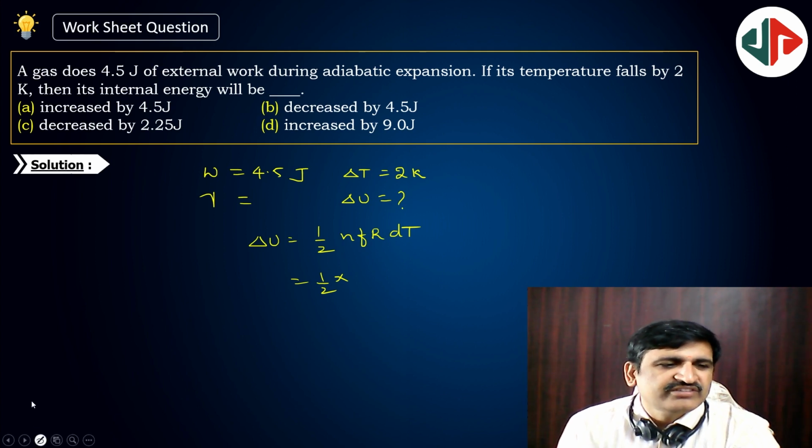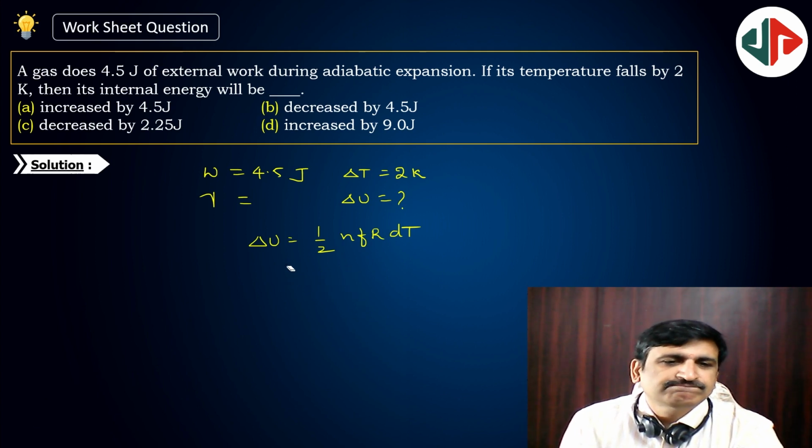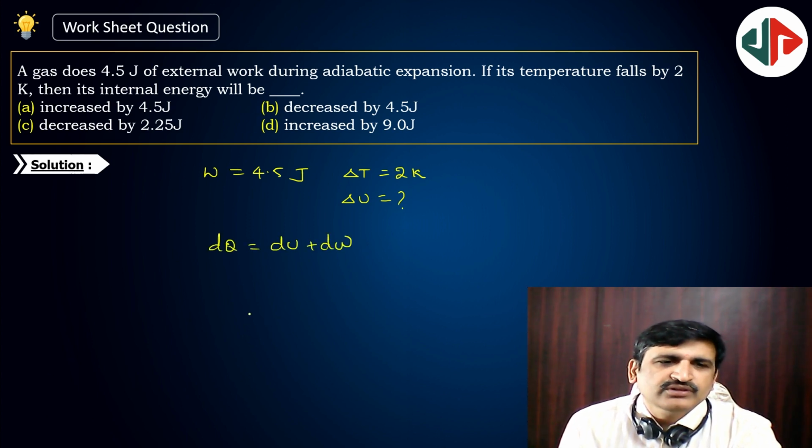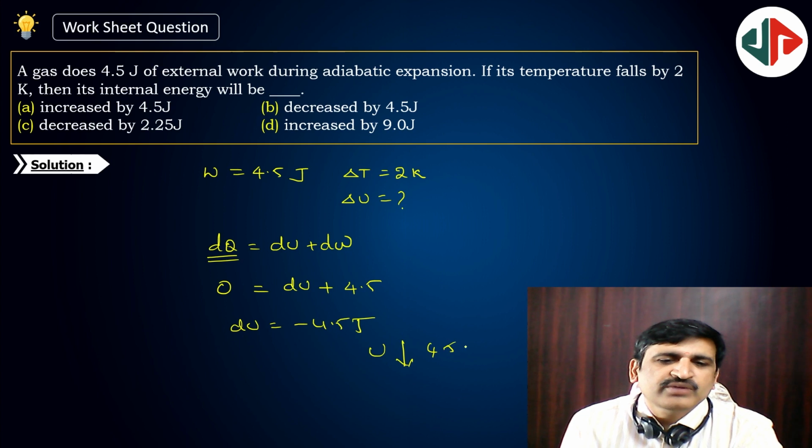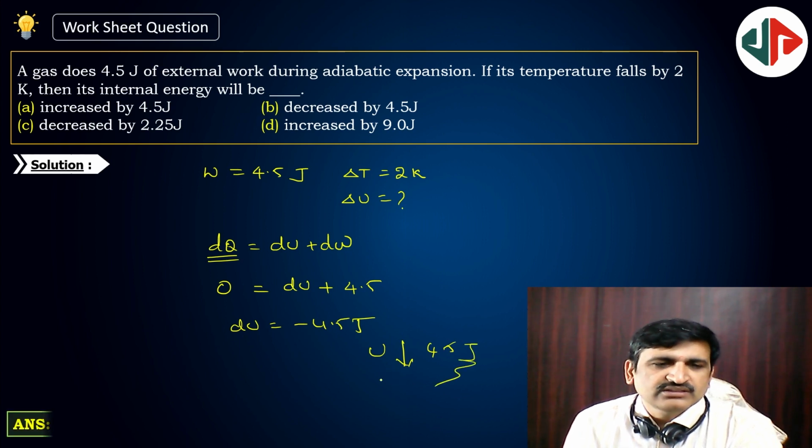Let us think in a different way. Why should we think a lot? It's a simple thing. See, we have dQ is equal to dU plus dW. dQ is 0 because it's an adiabatic process. Then dU is equal to minus dW, and dW is 4.5. Then dU is equal to minus 4.5 joule. That means internal energy decreases by 4.5 joule. So option B. So simple.